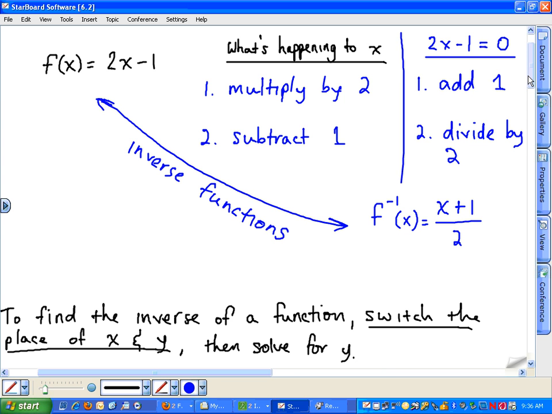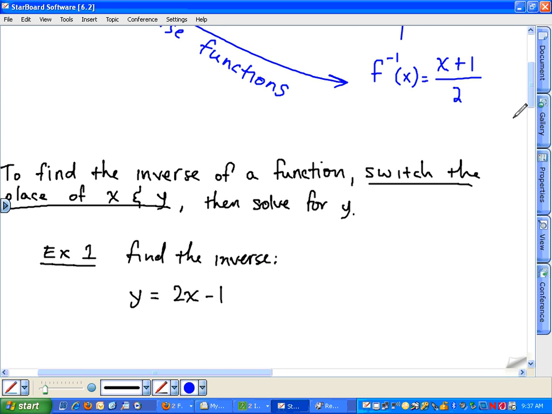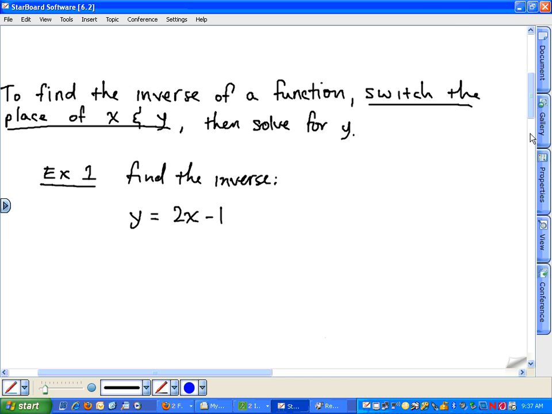So, let's take a look at the exact same function we started with, but let's use this new method to find the inverse. So y equals 2x minus 1.